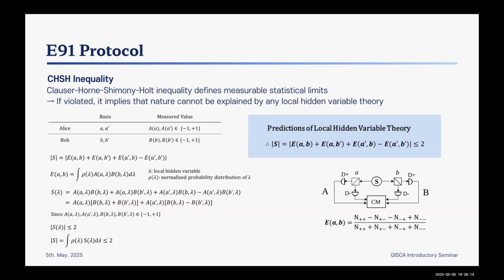Since B only takes the value of +1 or -1, the result of each expression is either +2 or -2. Therefore, the absolute value of S of lambda is at most 2. Now, if we integrate this over all lambda using the probability distribution rho of lambda, the result is that the CHSH expression is at most 2. So under any local hidden variable theory, the absolute value of S must be less than or equal to 2.